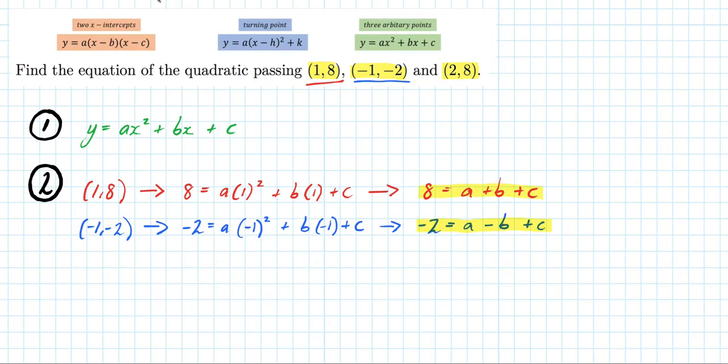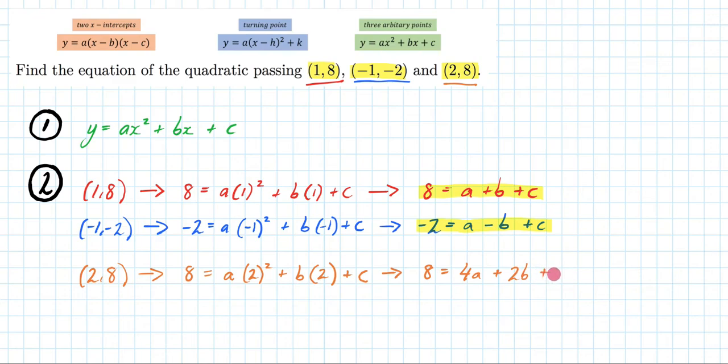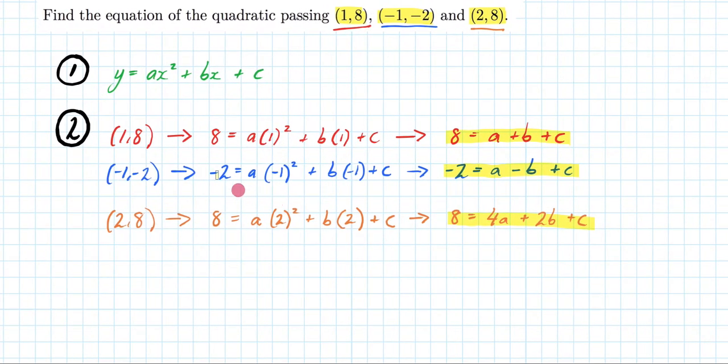And finally, to our last one, (2, 8), I do the same thing. I put 2 and 8 into it. So in my y spot I put 8, into my x spot I put a(2) squared plus b(2) plus c. So what I'm going to end up with is 8 equals 4a plus 2b plus c. So those are my 3 equations. Perfect. So now we come to our third step.